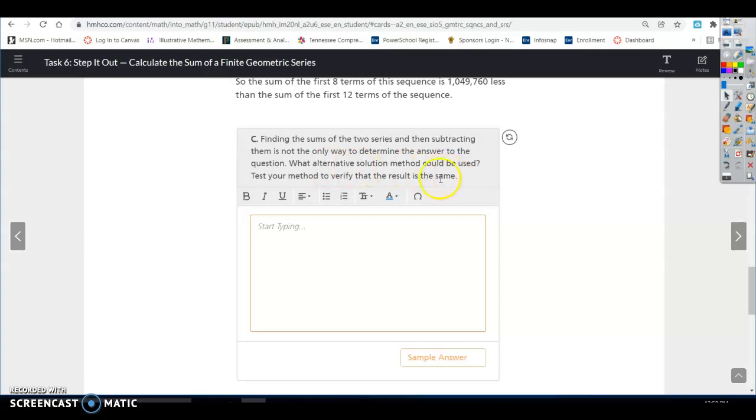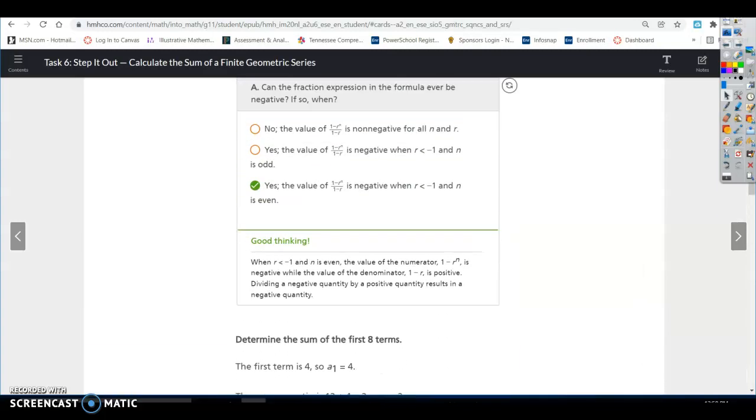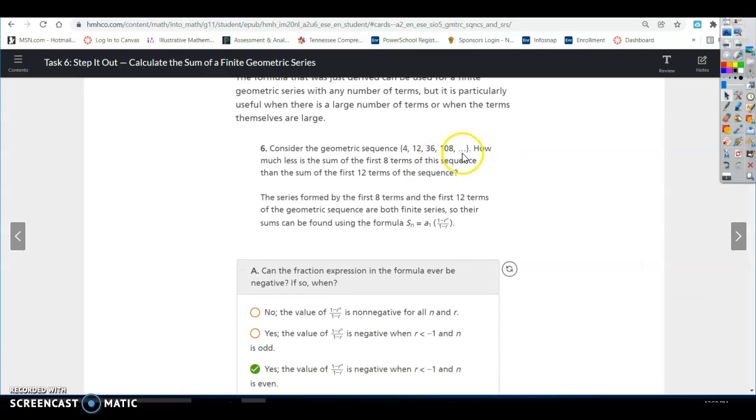What alternate solution could be used? All right, so the alternate solution would be take this sequence, multiply by 3, find your first 12 terms, then add up the first 8, then add up the first 12 and find the difference. And that would be another way to do it. But then you have to be very careful to make sure all your numbers are correct as well. So the formula is a little quicker and easier. But again, there is an alternate method.